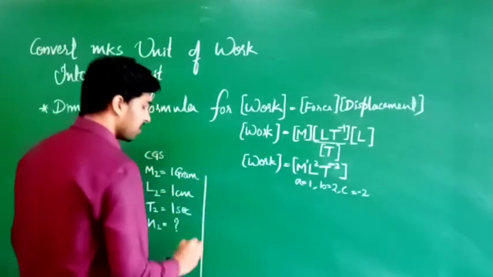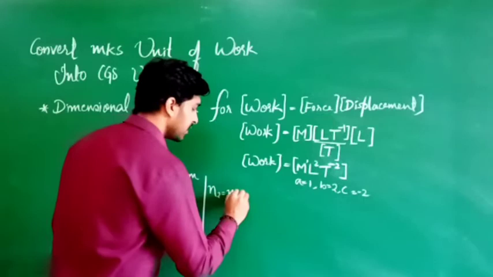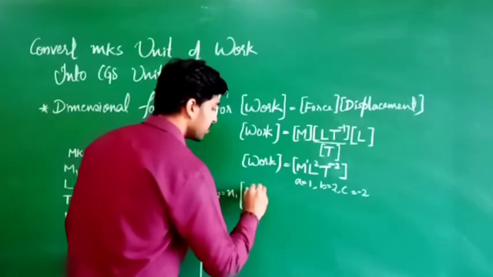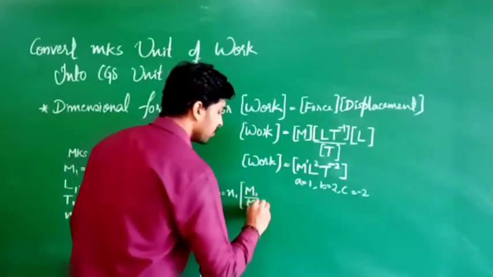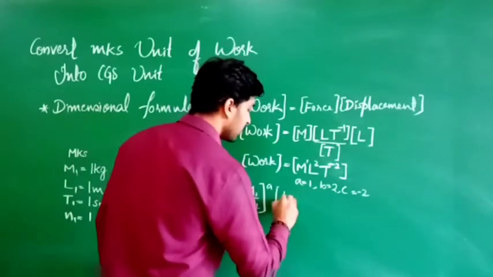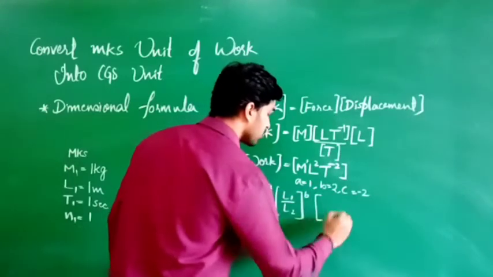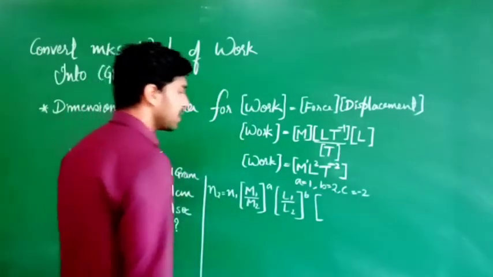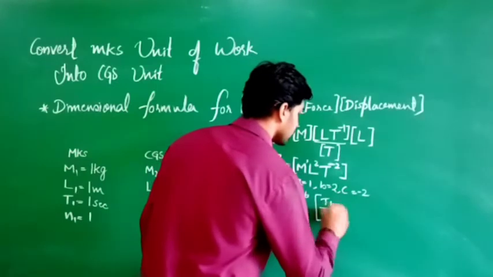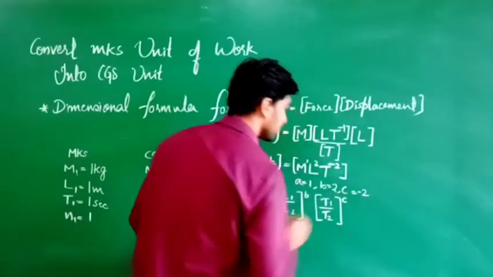So I told you how to write the formula for N2. What is that? N2 is equal to N1 into bracket M1 whole divided by M2 whole power a. Next, L1 by L2 whole power b. Finally, T1 by T2 whole power c.